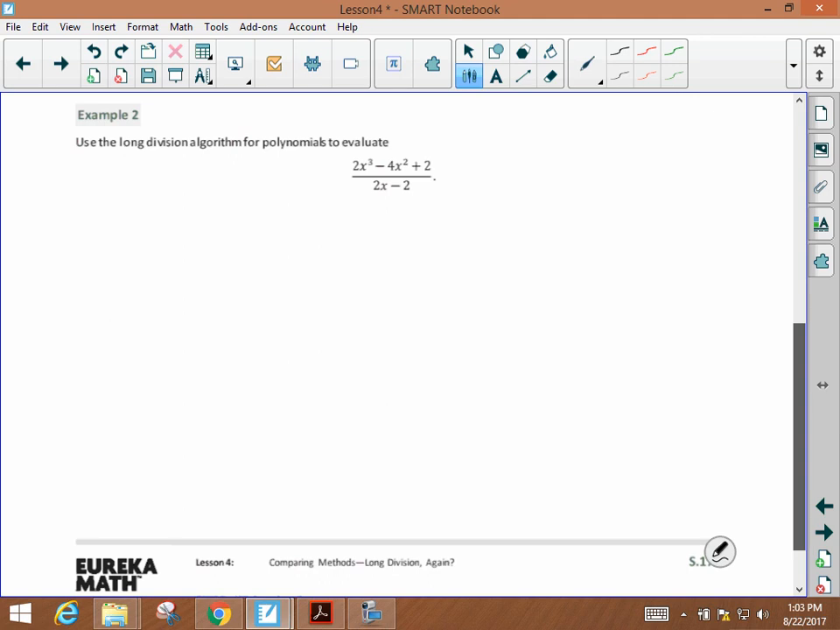So let's go ahead and use long division to find this quotient. So right, we're saying we want to know what is 2x cubed minus 4x squared plus 2 divided by 2x minus 2.